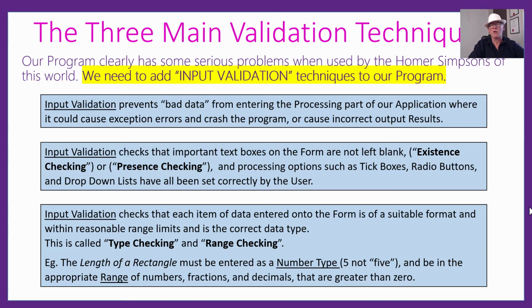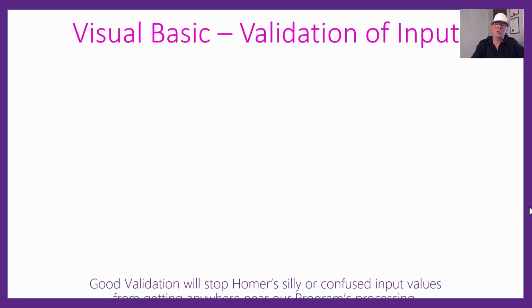Like we saw those programs crash if Homer put his feet on there, because then that input box doesn't have a number in it, so it's the wrong type. It's not number type, and Visual Basic can't do it. There's also range checking, like our numbers for this area and perimeter need to be greater than 0 is the range of them. They need to be positive numbers. We're not working with negative numbers in that sort of measurement.